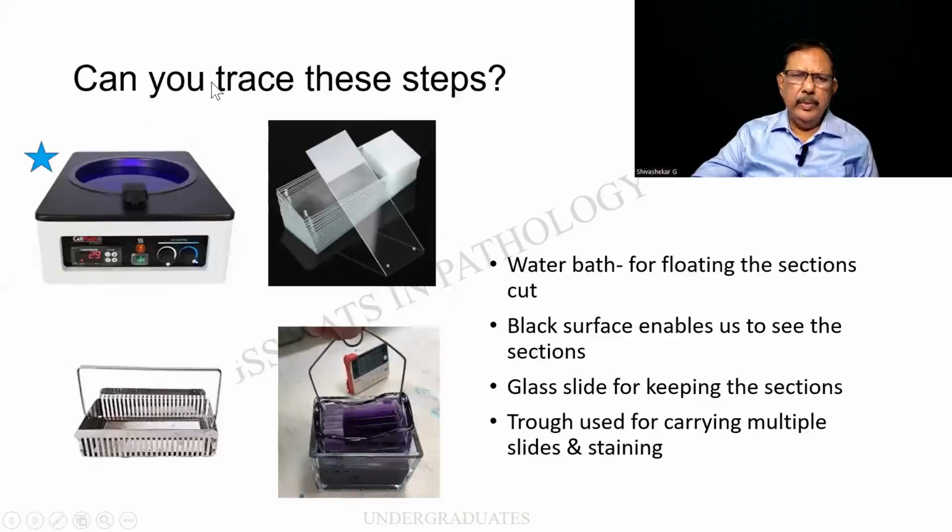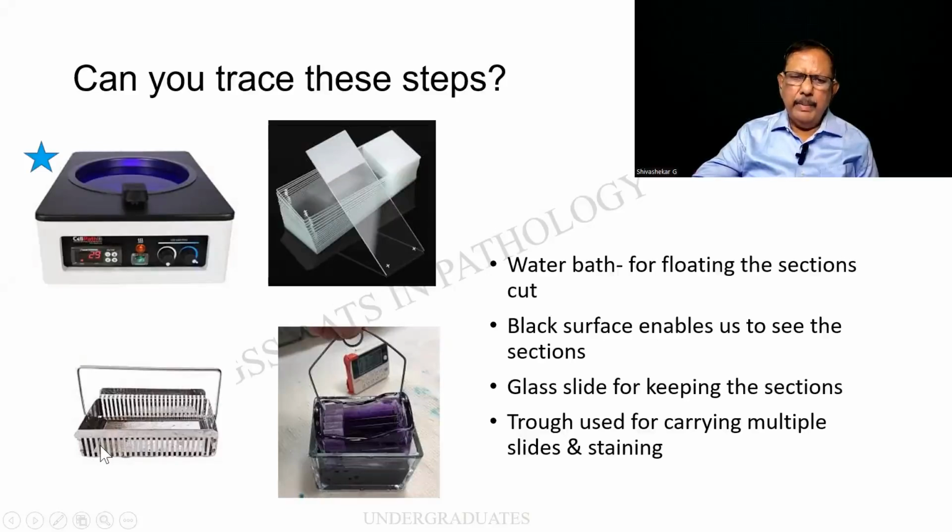Again, the stars continue. Now, why am I having this? This is a kind of a water bath. The temperature can be adjusted and it is black in color. Inside also it is black so that when I put the tissue, it can be seen against a black background very easily. And after that, after it unfurls or uncurls, I will transfer it to the glass slide. And this instantly is a frosted slide where I can write the details in pencil. Multiple slides can be kept in a slide carrier like this.